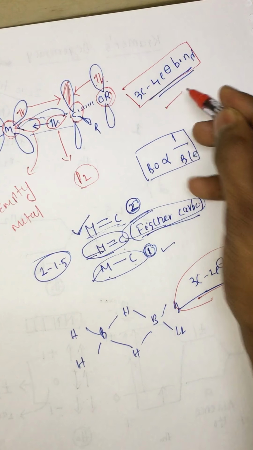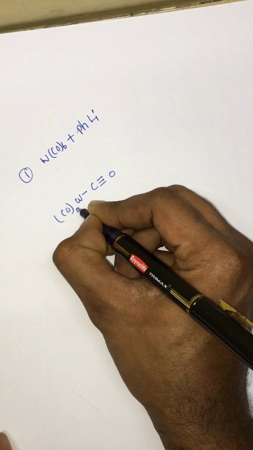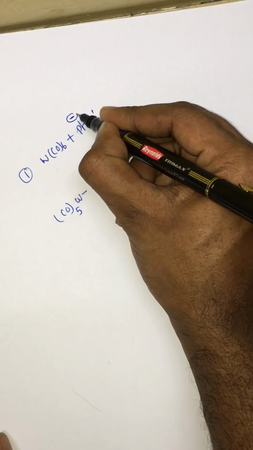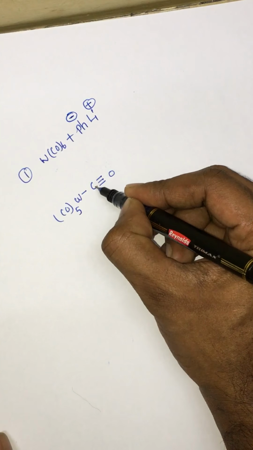And now we'll go for the synthesis of the Fischer carbenes. So the first one is we have V(CO)6 plus PhLi. For our convenience, we will write this as C triple bond O and here (CO)5. So we know that Ph is nucleophilic in nature, and this carbon is positive, so it is electrophilic in nature.